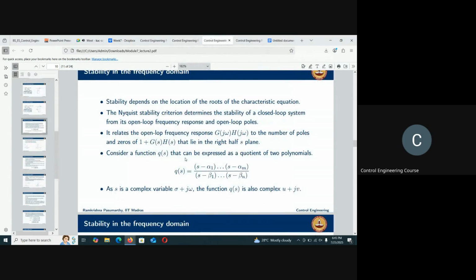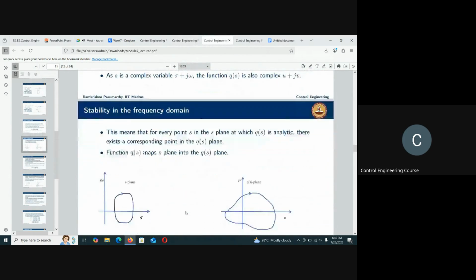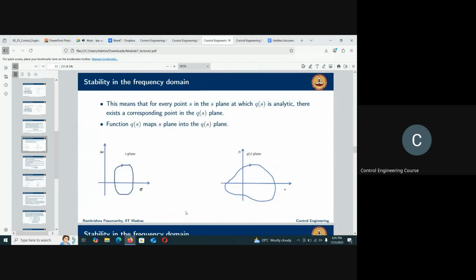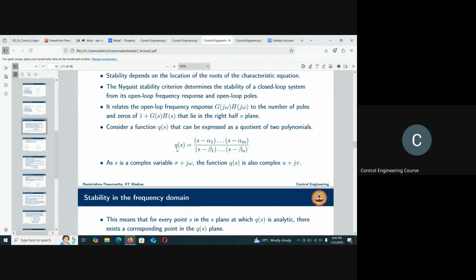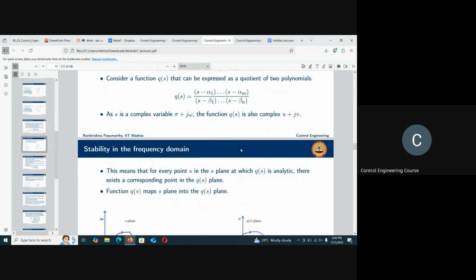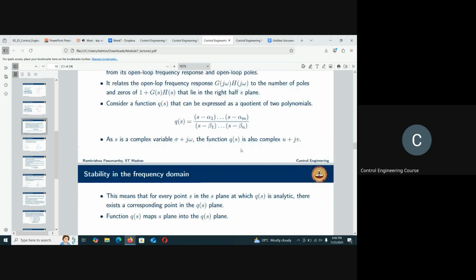Okay, let me start with stability in the frequency domain. Now let's consider a complex function which has m zeros at alpha 1, alpha 2, up to alpha m, and n poles at beta 1, beta 2, up to beta n. Now, this is a complex function, right? When you input a complex number s, it outputs another complex number which is q of s, correct? Got it? This is correct, right?